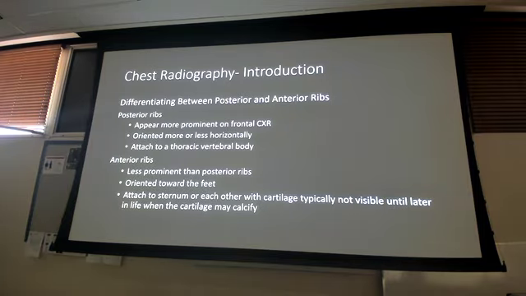We've already talked about, just a few more slides, on the posterior and anterior ribs. Kind of went over all of this already on the picture, it's just here in words. Remember, the posterior ribs are more horizontal and attached to that thoracic vertebral body. The anterior ribs are oriented towards the feet, so they have that sharp downward angle. And they'll attach to the sternum, really it's the cartilage, which can't be visible a lot on the x-ray.